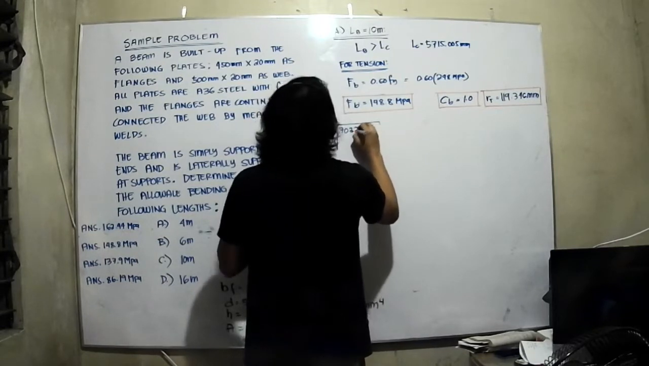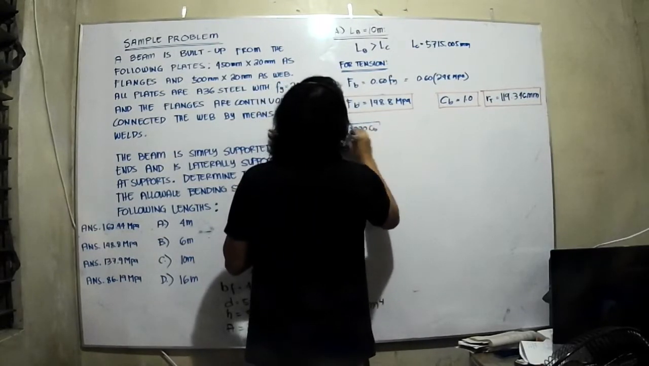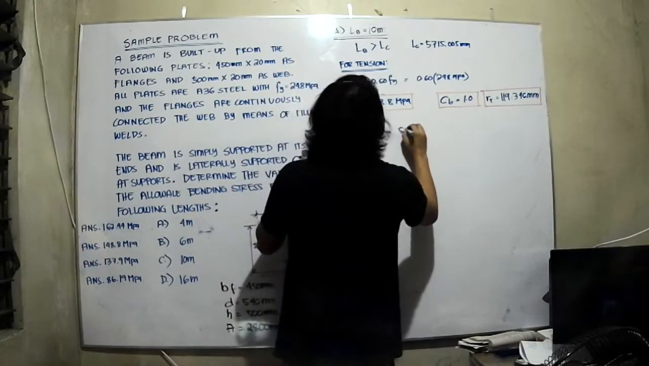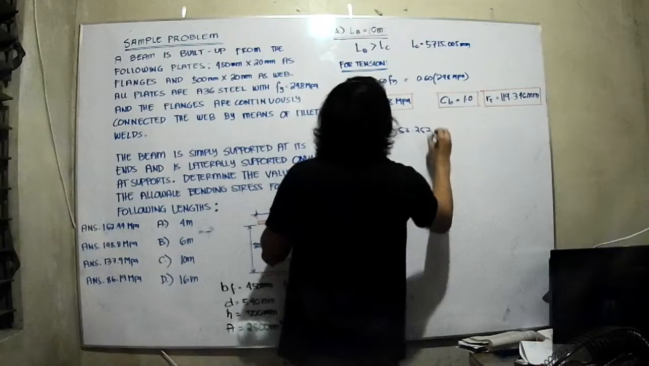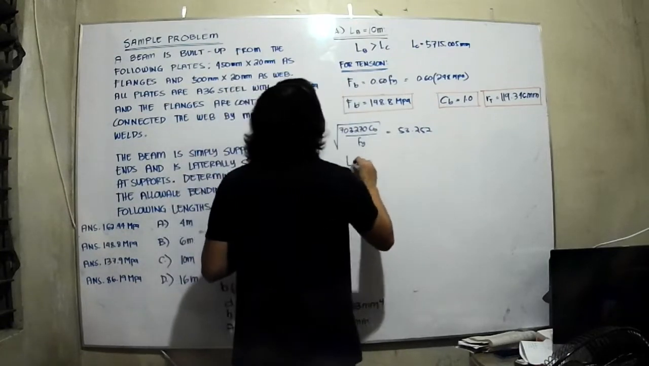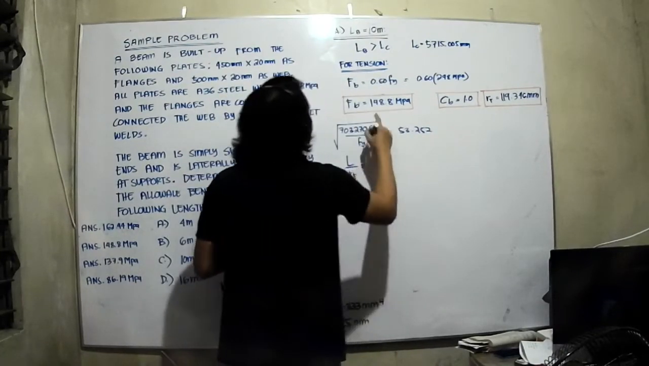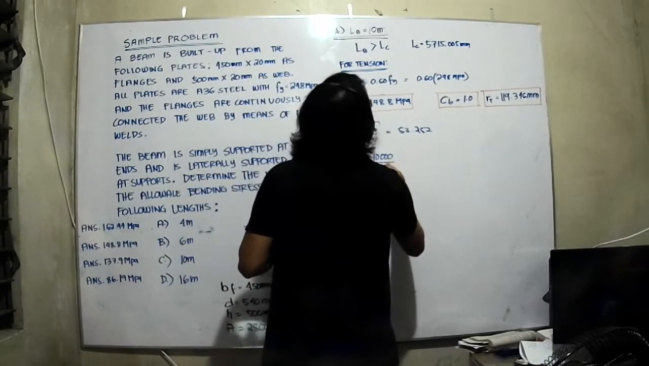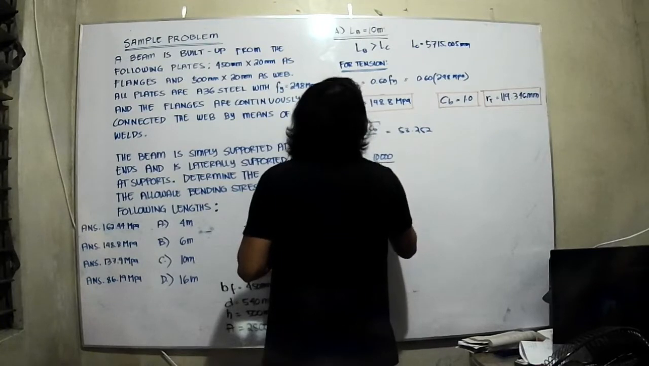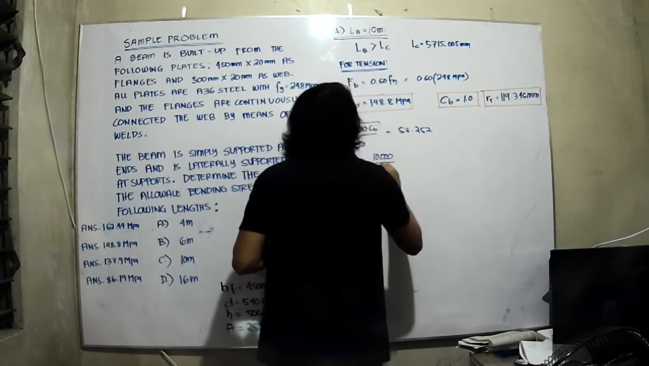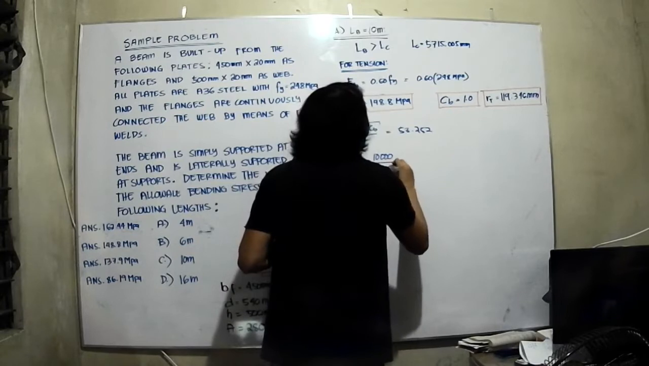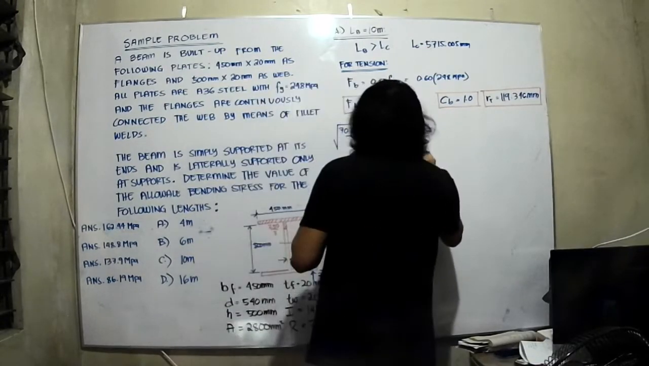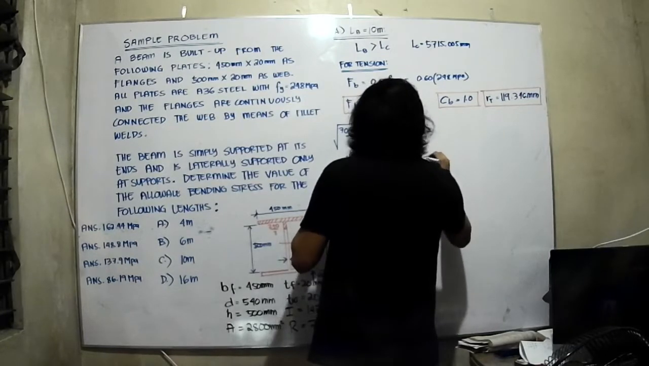703270 CB over Fy. This is equal to 53.252, right? L over RT now is equal to 10 meters, so 10,000 divided by 119.346, right? That should be equal to 83.799.